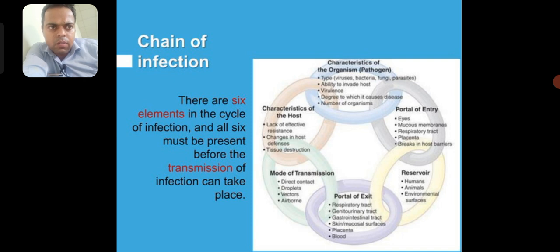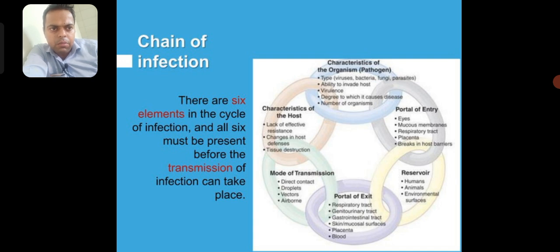In the characteristics of the organism, that is the pathogen, what is the type, ability, virulence, and degree to which it causes disease, and the number of organisms. The portal of entry may be the eyes, mucous membrane, respiratory tract, placenta, or breaks in the host barrier. The reservoir may be humans, the host, animals, or environmental sources. The portal of exit may be the respiratory tract, genitourinary tract, placenta, blood, and mucosal surface.